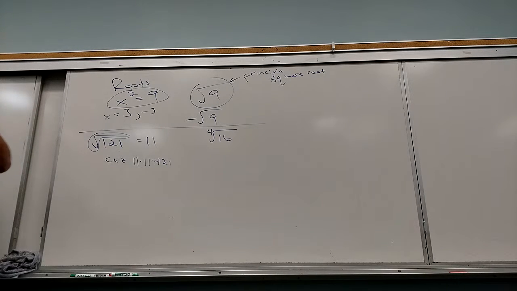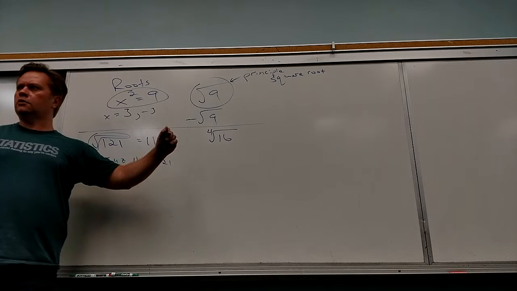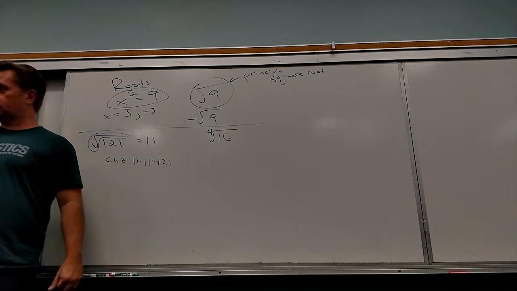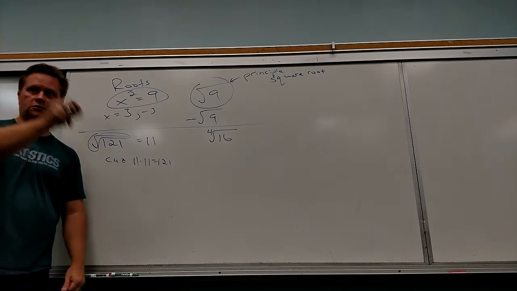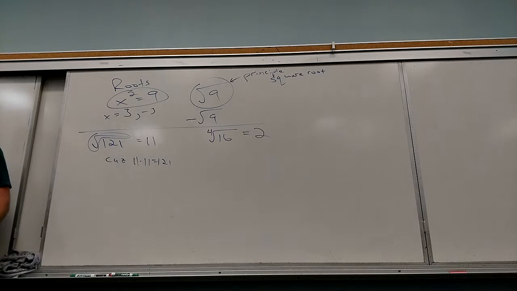So the question doesn't change, it's just this number that could change. So what do you multiply by itself 4 times? 2. 2 times 2 is 4, times 2 is 8, times 2 is 16. So the answer to this is 2. So the larger the root, the more it cuts a number down.